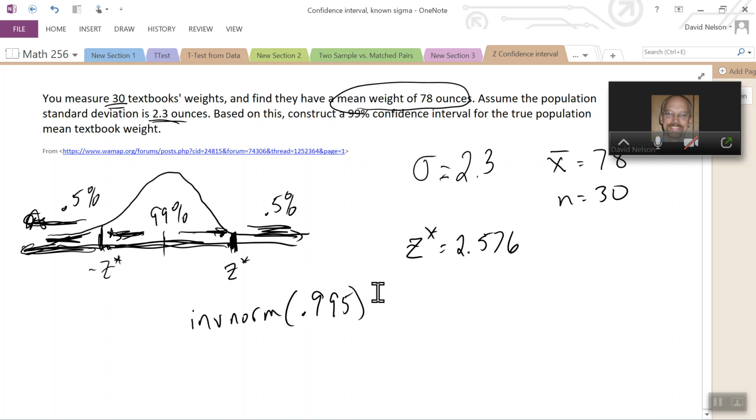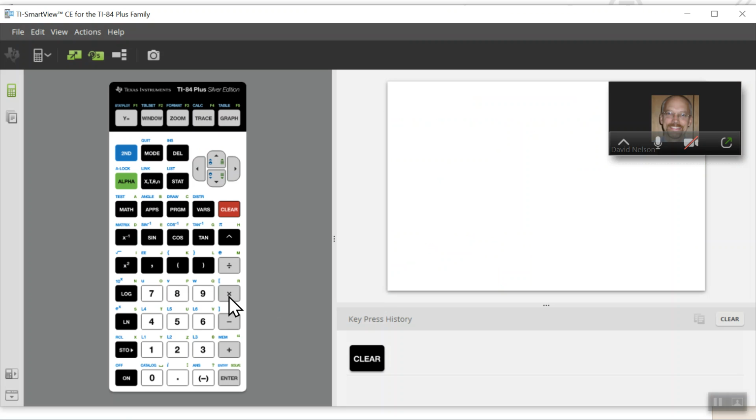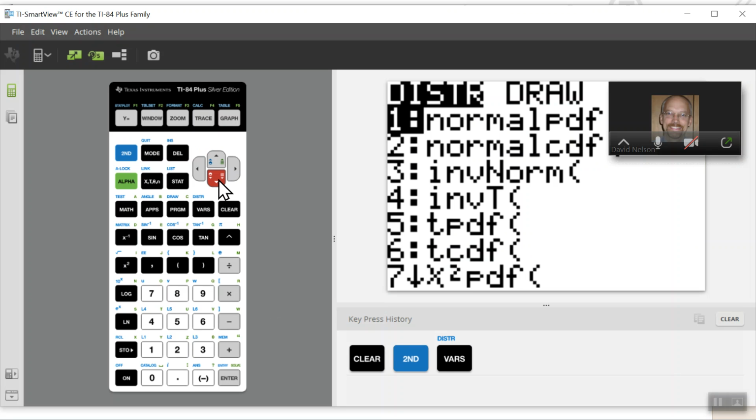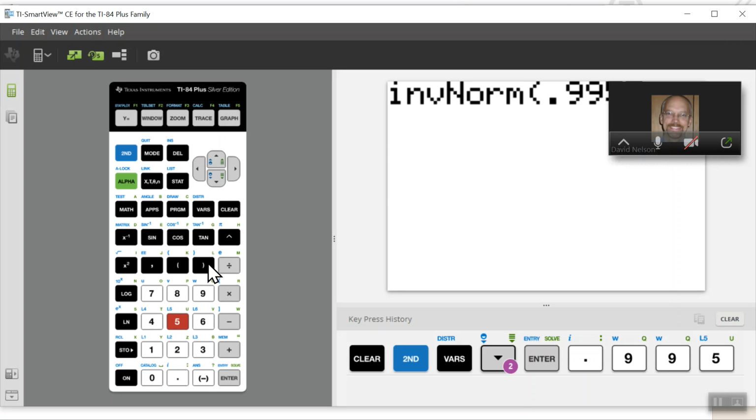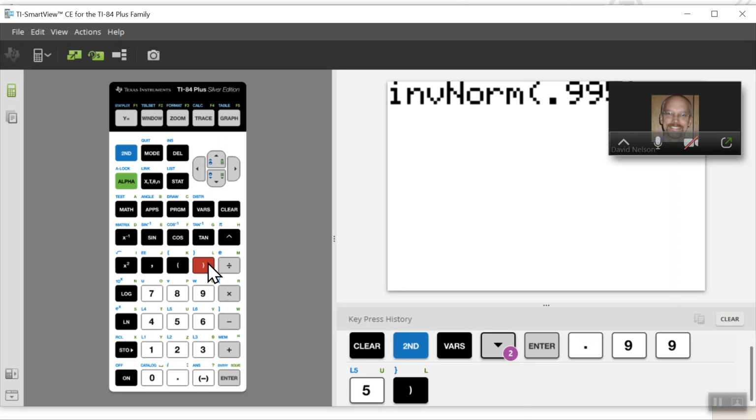And if you do that on your calculator, second distribution, there's inverse norm of 0.995. If it's giving you the option, if it requires the mean and standard deviation, put in the mean mu as 0 and the standard deviation as 1. That's the standard normal distribution. We'll get our z-score here of 2.5758, which would round to the same decimal points, 2.576.